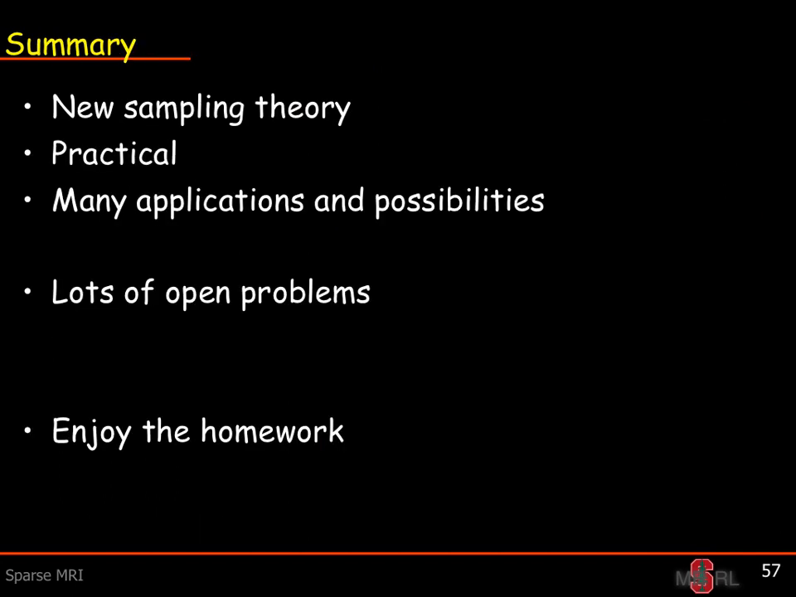So to summarize, we have this new nonlinear sampling theory that is a continuation of Nyquist theory, but allows us to get to accelerated MR imaging because it says that we can acquire many fewer samples than Nyquist would have us sample. It can be implemented in practical applications, and there are many applications and possibilities for it. There are still tons of open problems in this space. I mean, these slides that I'm using, these are from Mickey Lustig, by the way, at Berkeley. He used to be at MRSRL, and now he's at Berkeley. There are lots of open problems in this space that still have yet to be addressed.